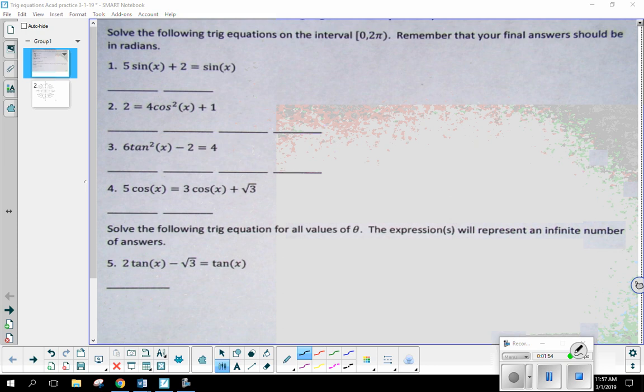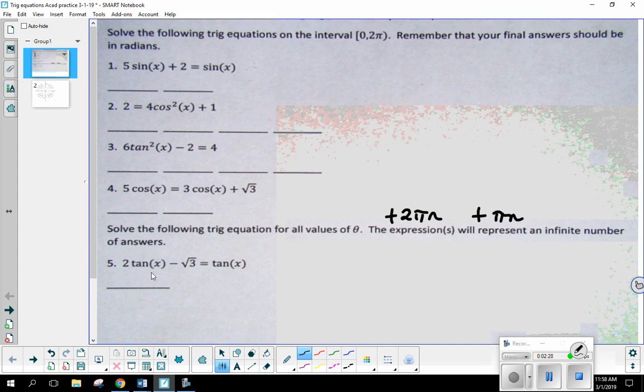Okay, so we're going to look at number 5. It says solve the following trig equation for all values of theta. You'll notice number 5 does not give me an interval like numbers 1 through 4. So on number 5, we have to write that general case that I was talking to you about yesterday. So what am I going to add to my answer? Am I going to add 2 pi n, or am I going to add pi n? Let me write both of these. So plus 2 pi n, or is it going to be plus pi n? What do you guys think?